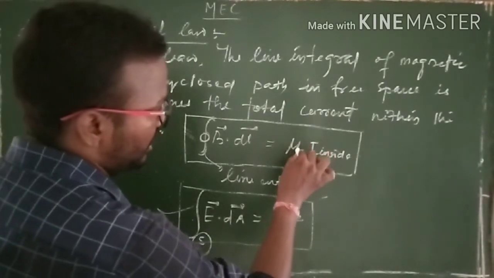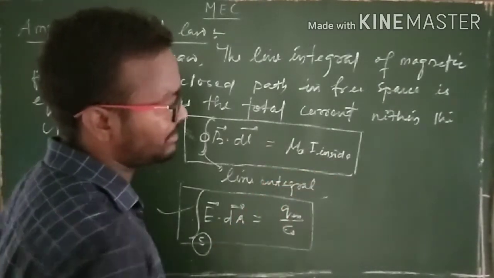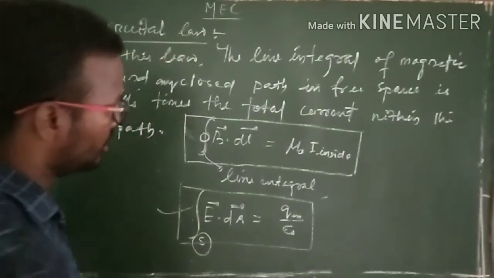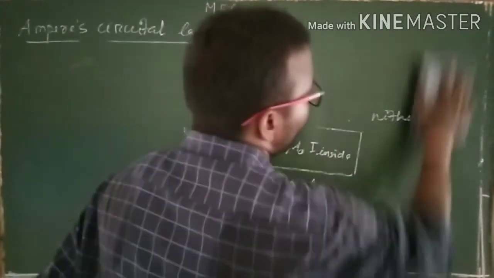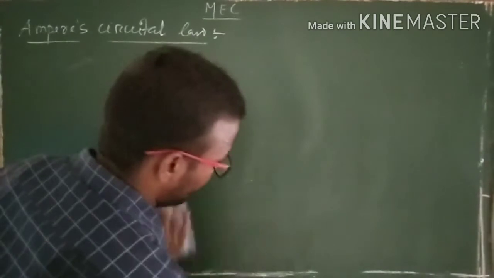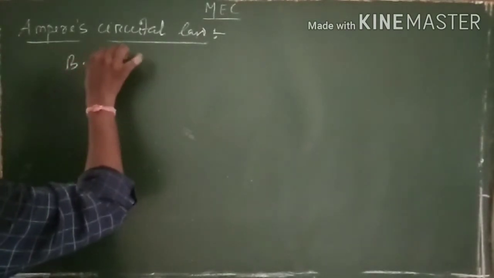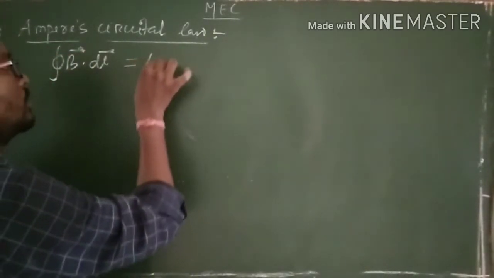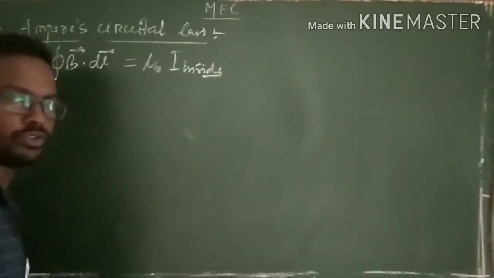Here, what is mu naught? Mu naught means absolute permeability in free space, and I inside means the total current within the loop or within the path. Clear? This is the statement of Ampere's circuital law. But here, first we have to know what is B and what is I enclosed. That means the closed integral of B dot dl is equal to mu naught times the total current within the loop, that means inside or enclosed.